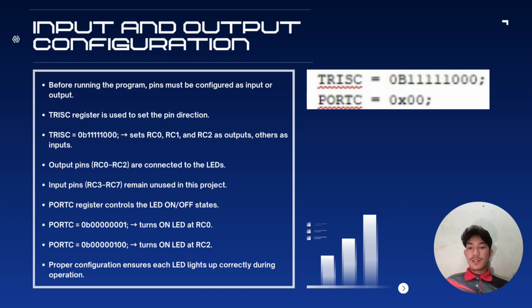The PORTC register controls the LED on or off states, and then PORTC equals a binary number that turns on the LED at RC0 and also RC2. Lastly, proper configuration ensures each LED lights up correctly during operation. The picture above is the example of this input and output configuration.